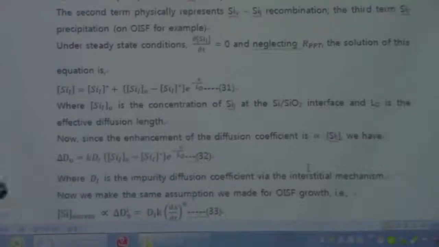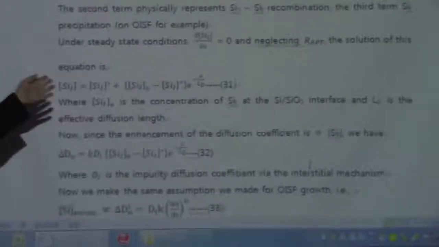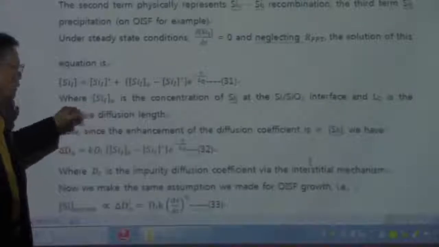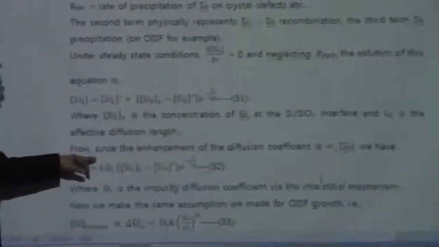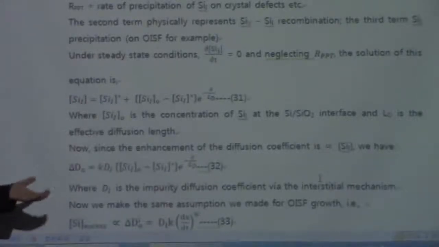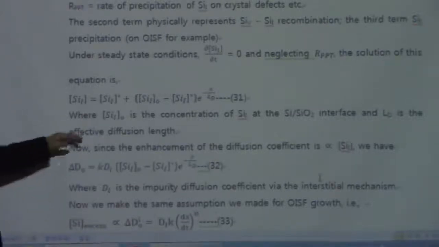So under steady state conditions, the generation rate of silicon interstitials should be 0. That is the definition of a steady state. And for the time being, just neglect the precipitation. Then we can find the solution, which can be represented as equation 31, with the thermal equilibrium values. And you can see the new parameter is LD, the effective diffusion length. When you say effective here, it just means that we don't know it; it has to be determined experimentally. So we just call it the effective diffusion length.